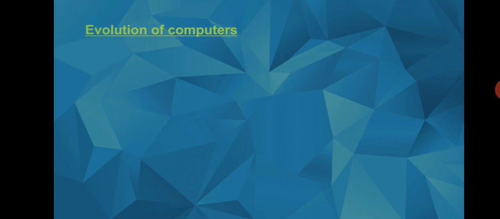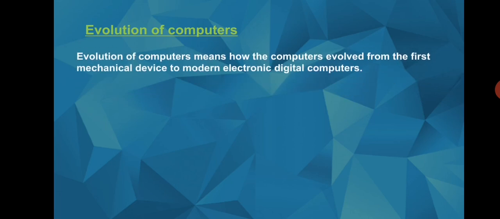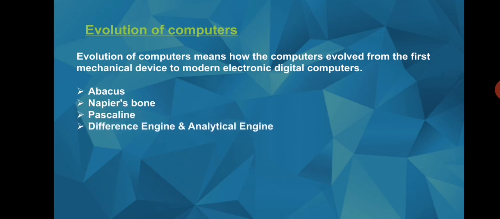Now we will learn evolution of computer. Evolution of computers means how the computers evolved from the first mechanical device to modern electronic digital computers. In this we will discover abacus, Napier's bone, Pascaline, difference engine and analytical engine, Hollerith desk, slide rule, and Mark I.